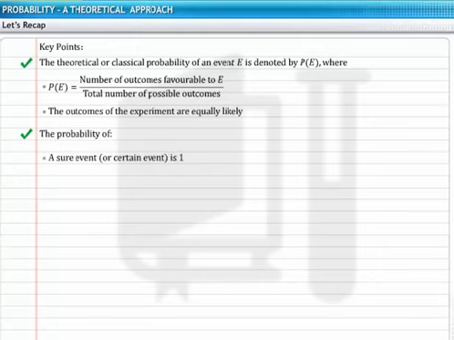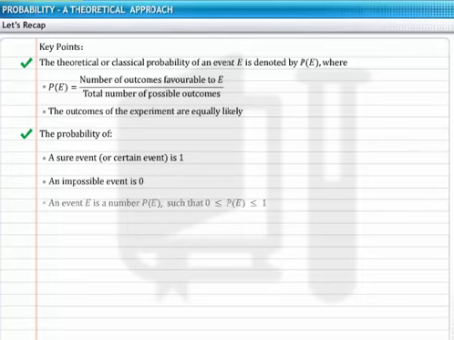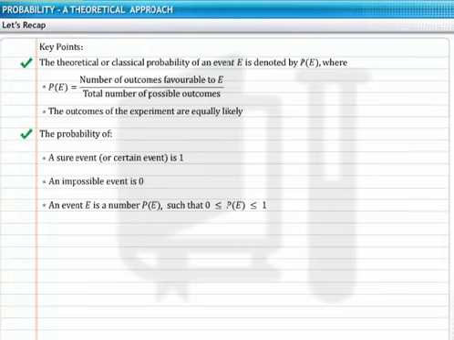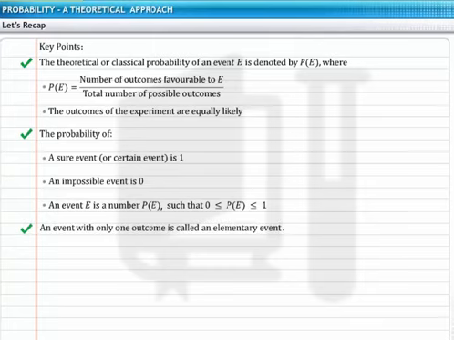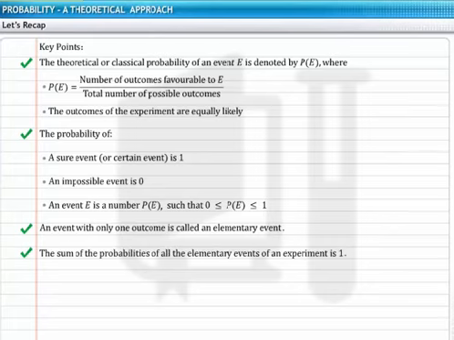The probability of a sure event or certain event is 1. The probability of an impossible event is 0. The probability of an event E is a number P of E such that 0 is less than or equal to P of E, which is less than or equal to 1. An event with only one outcome is called an elementary event. The sum of the probabilities of the elementary events of an experiment is 1.